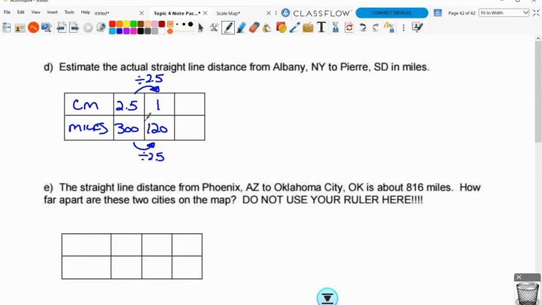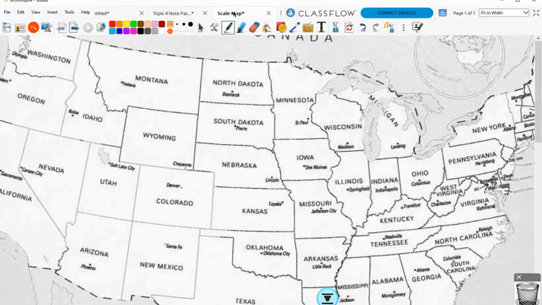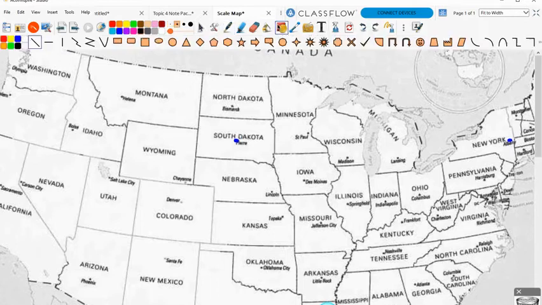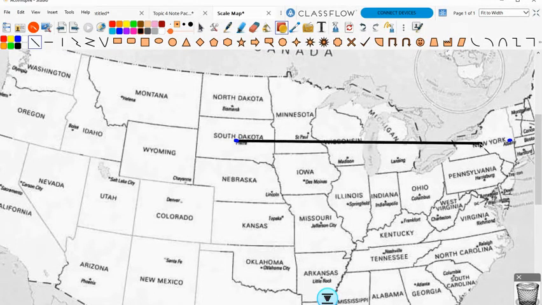So let's go to our map. And again, we know Albany is right there. And Pierre, South Dakota is found right here. And once again, we're looking for the straight line distance. Now, this isn't the driving distance because as you can see by this straight line, we would be driving through a few of the Great Lakes and that wouldn't be good.